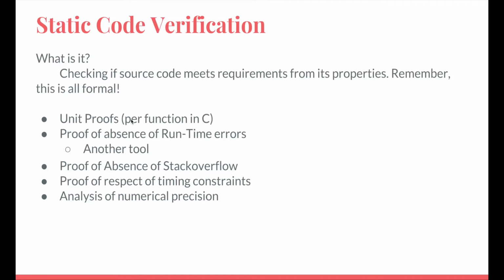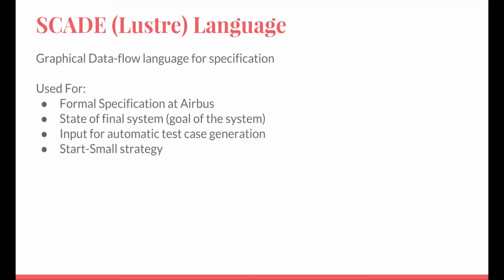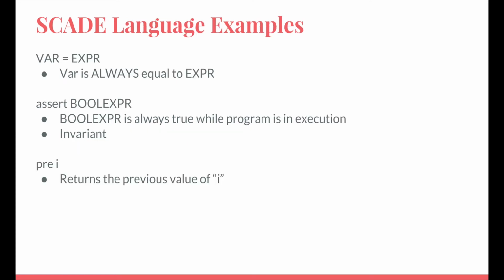This is a method that they use, static code verification, which is basically before execution, you read the code and they are able to do unit proofs, which is per function in C language, which is what they use. And proof of absence of runtime errors, stack overflow errors, and various different errors they're able to detect before even executing the code. This is the language they use, SCADE language, and they use it for specification and defining the final state of the system and the Slarl-small strategy.